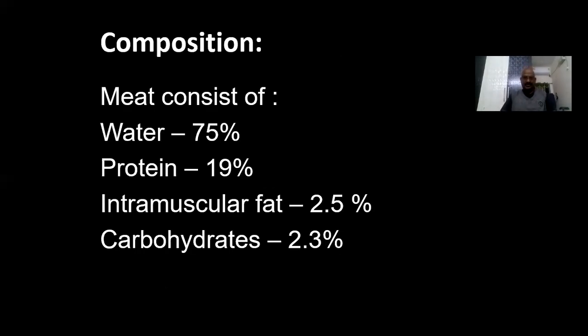As for composition, meat consists of water 75%, protein 19%, intramuscular fat 2.5%, carbohydrates 2.3%. See here, the composition of meat, the nutrition value, is very good. That's why we eat meat.